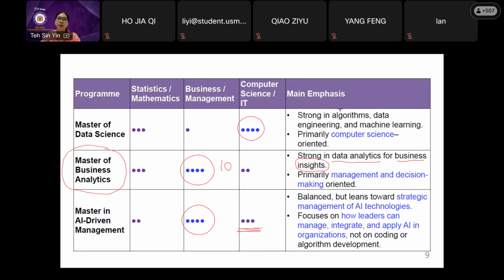Coding and algorithm development is more on the data science side. Data engineers and data scientists are doing that. For MAIM, you are not focusing on that. So these are the differences. Tip: this type of question, we can ask you to do a comparison in the exam. For example, we can ask you to compare data scientists and business analysts in terms of the statistics element, business element, and computer science element. Then you need to know how to explain the differences.